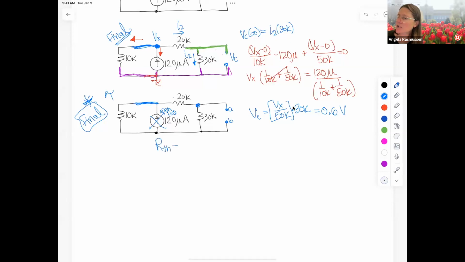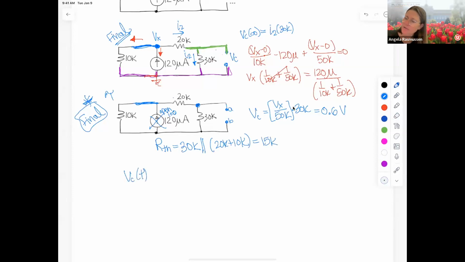So RTH here will be 30K in parallel with 20K plus 10K. Which 30K in parallel with 30K will be just half of it. So 15K.